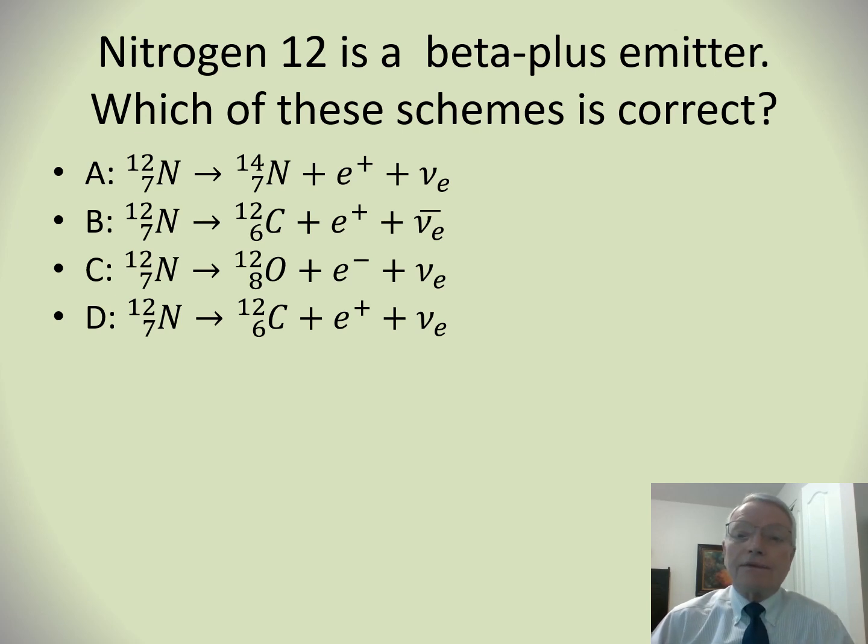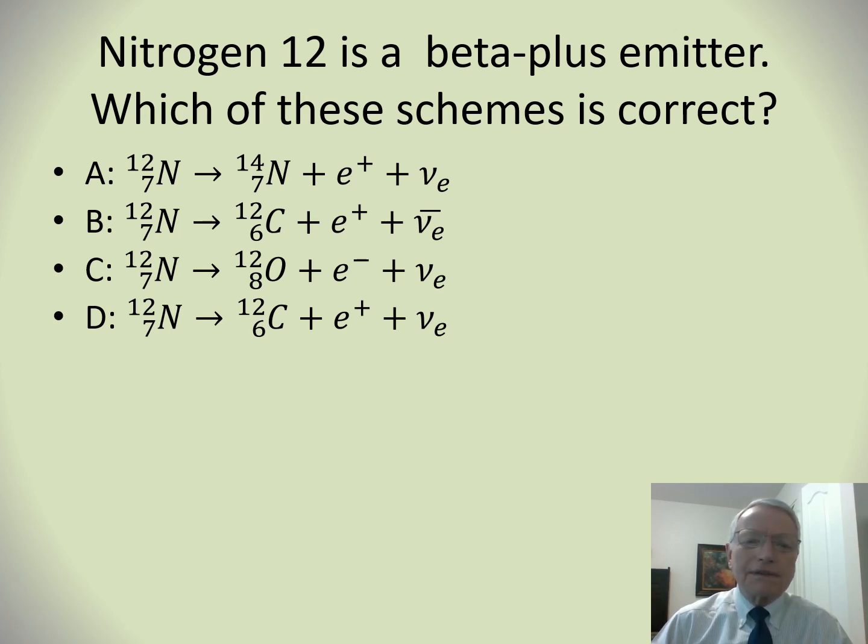Nitrogen-12 is a beta plus emitter. Which one of these schemes is correct for beta plus decay? Okay, so it's got to be one that shoots out a positive electron, a positron. So that eliminates C. You need the mass number to stay the same, because all that came out was an electron and it hardly has any mass. So that eliminates A.